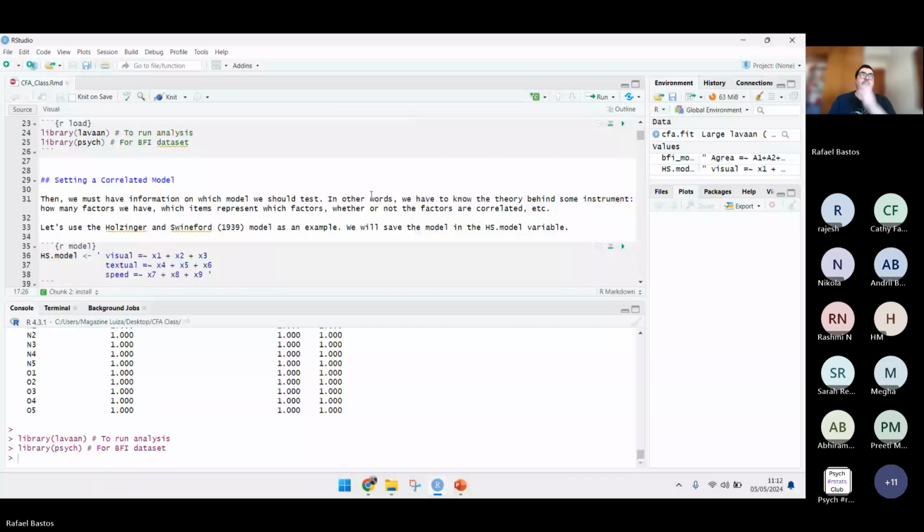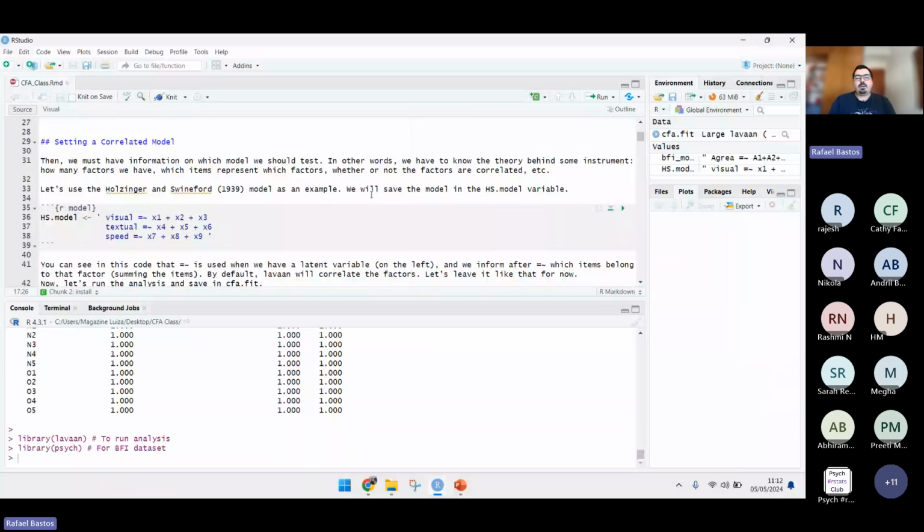And first I'll try to fit a correlated model. As I mentioned before, we need to have the information of which model we will test. So we have to know the theory behind an instrument, how many factors we have, which items represent which factors, and whether or not the factors are correlated. In this case, we will have the correlated model, but we will see how to do an uncorrelated model as well. So let's use the model from Holzinger and Swineford, 1939. But this is not the exact model they tested, I'm just using this as an example. And we'll save the model in the HS.model variable.